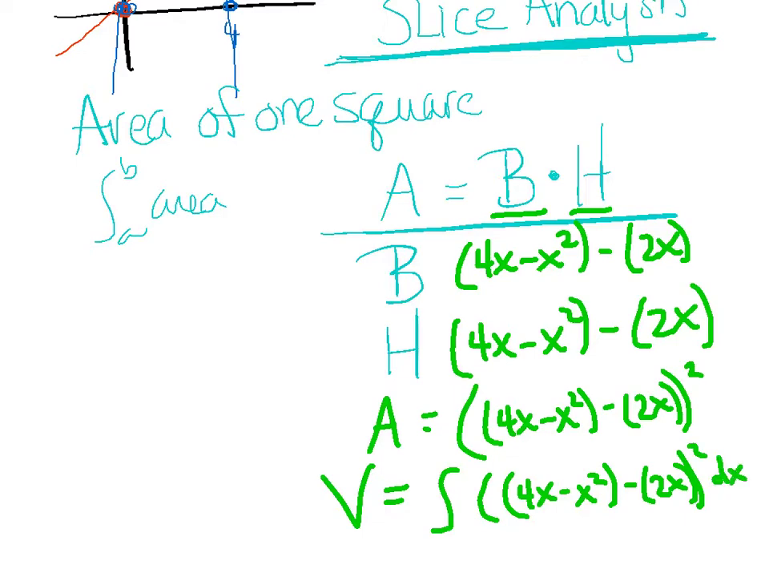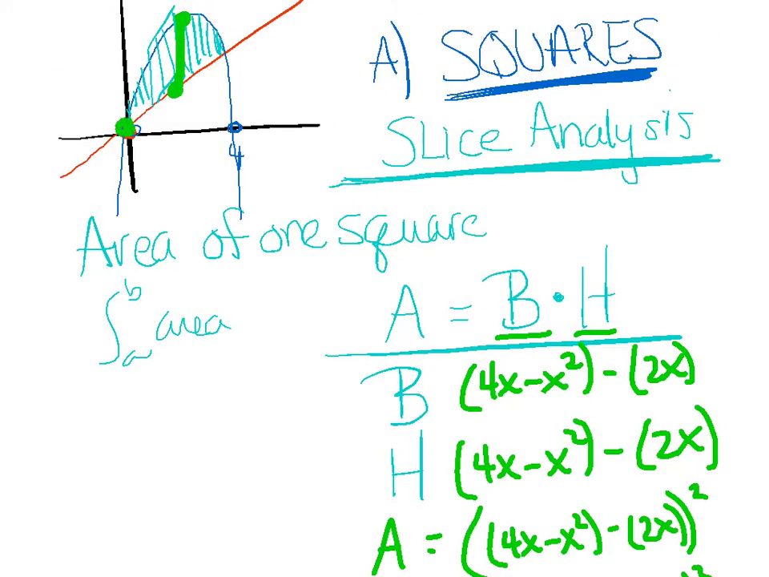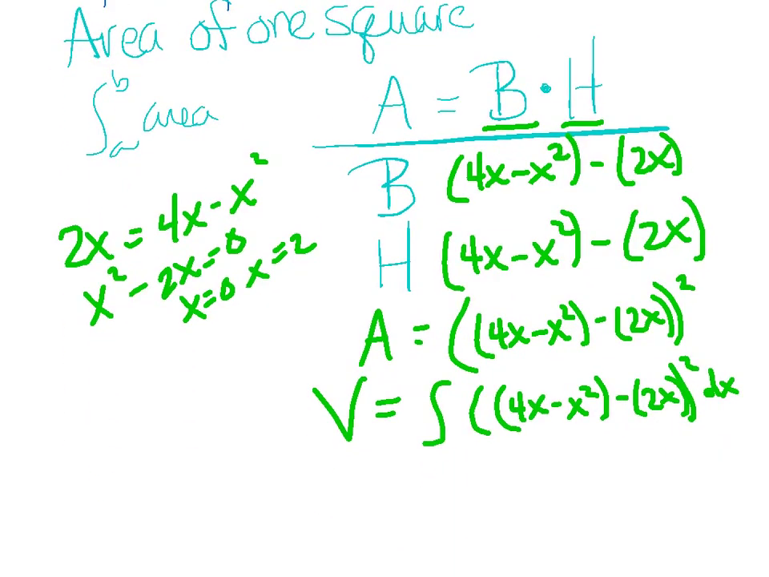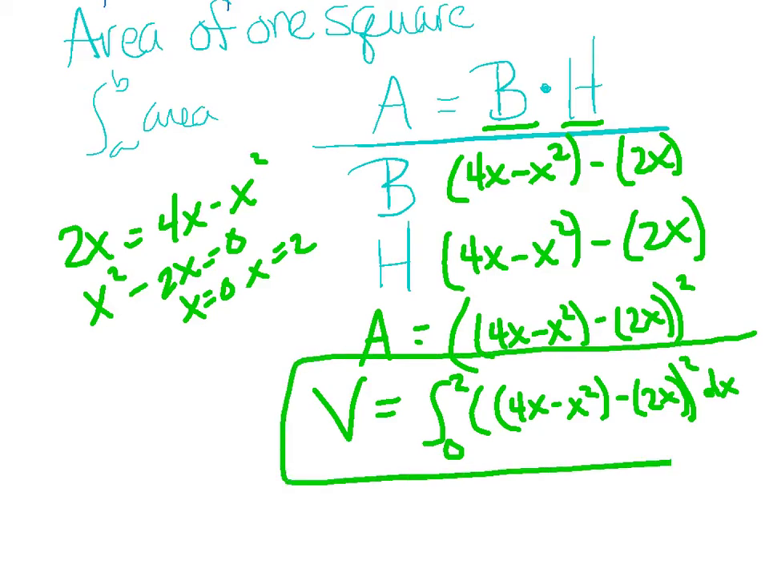And of course I need to get bounds, and the bounds are where these two functions intersect. So I know my lower bound is 0, that was fairly obvious. I need to get that upper bound, so I'm going to set 2x equal to 4x minus x squared, where they intersect. I'm going to bring this over, so I've got x squared minus 2x equals 0, so I would say 0 and 2. If I integrate this function, which I'm not going to do, I'm going to let my calculator do that part, I'm just going to set it up for the time being. I would find the volume of that figure when I put an infinite amount of squares inside. So it's a pretty neat idea.